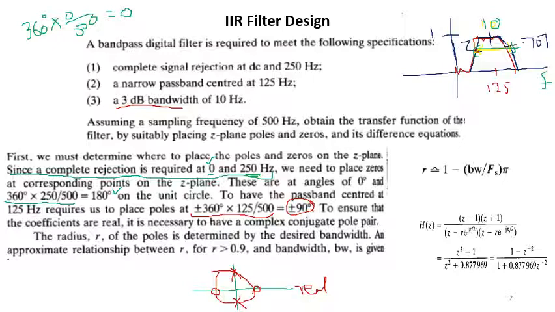Now, the poles are not on the unit circle. I have plotted it here, but it's actually not on the unit circle. We first have to determine the value of R. So we just know the location, that at plus minus 90 degrees we have two poles.